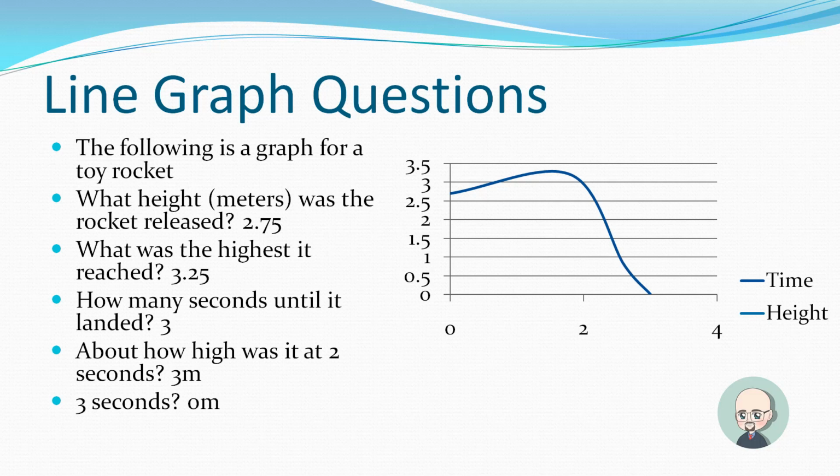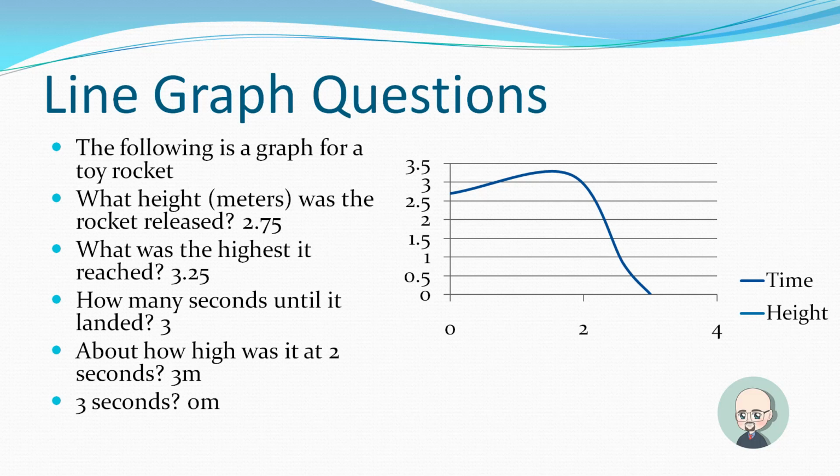How many seconds until it landed? This is a little tricky. What do they mean by landed? That means it hits 0. So at what value did it hit 0? It's a little tough to tell here, but we can tell it's in between 2 and 4. On the earlier graph, we could tell it's at exactly 3. Sometimes you will have to estimate. So take a look at it, and you could see it's about 3.